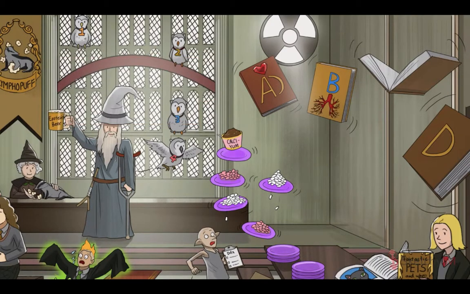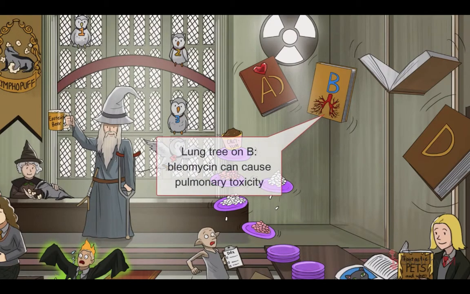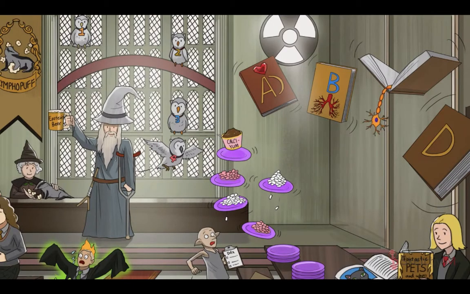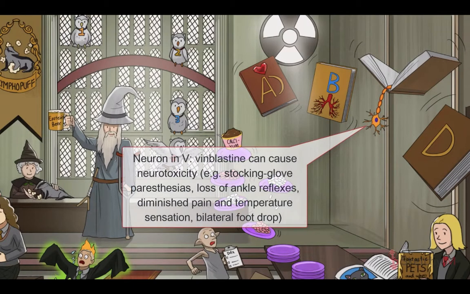The B in ABVD stands for bleomycin, which is associated with pulmonary toxicity. Just think of bleomycin blasting those lungs. The V in ABVD stands for vinblastine, a vinca alkaloid chemotherapeutic agent associated with neurotoxicity.